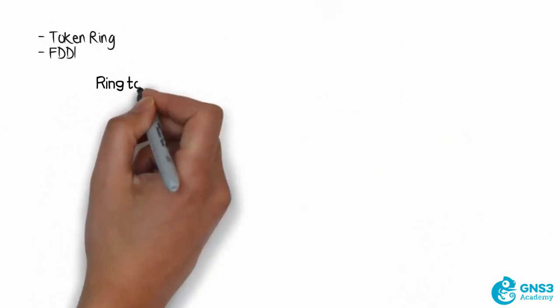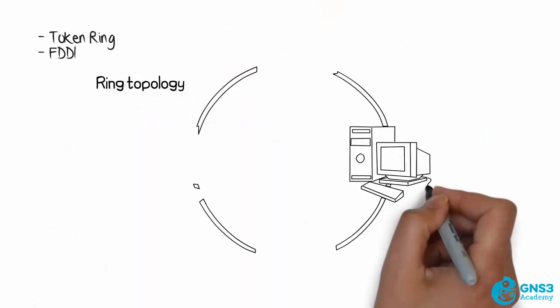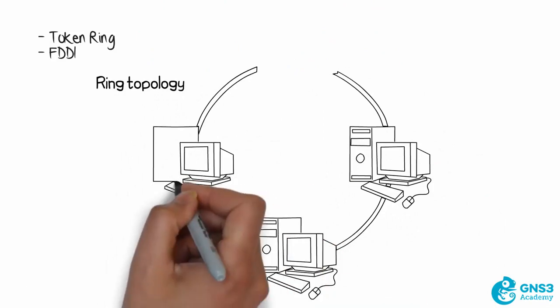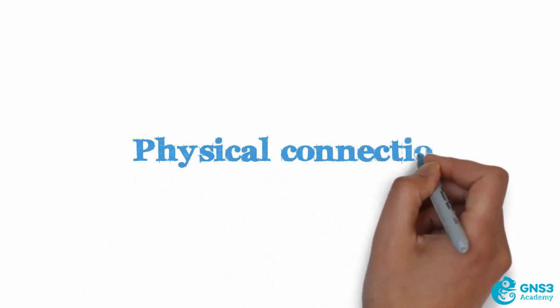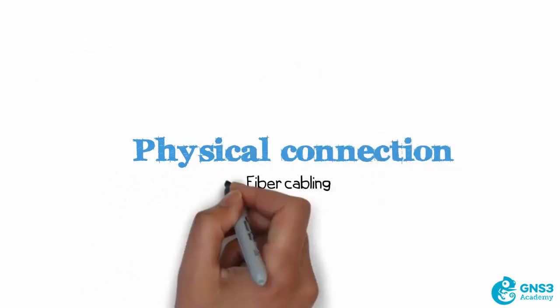In a ring topology, the computers and network devices were cabled together with the last device connected to the first device, which formed a circle or ring. Each device is connected to exactly two neighbors and doesn't have a connection to a third device. The physical connection used here was either coaxial or fiber cabling.